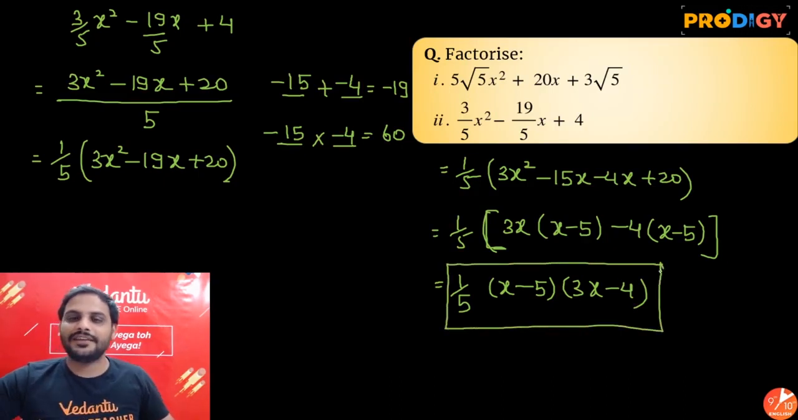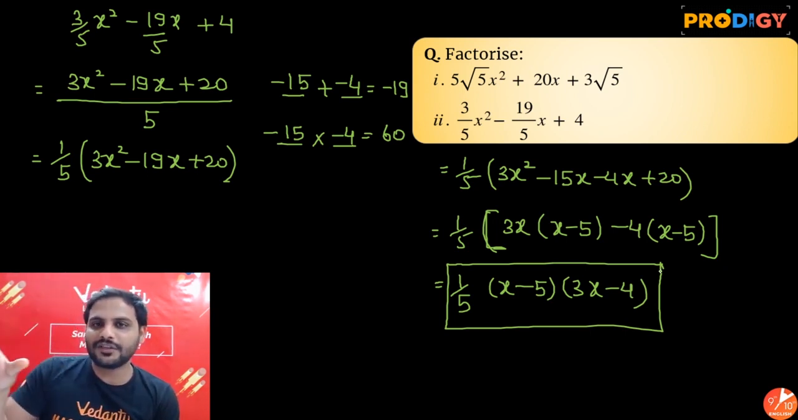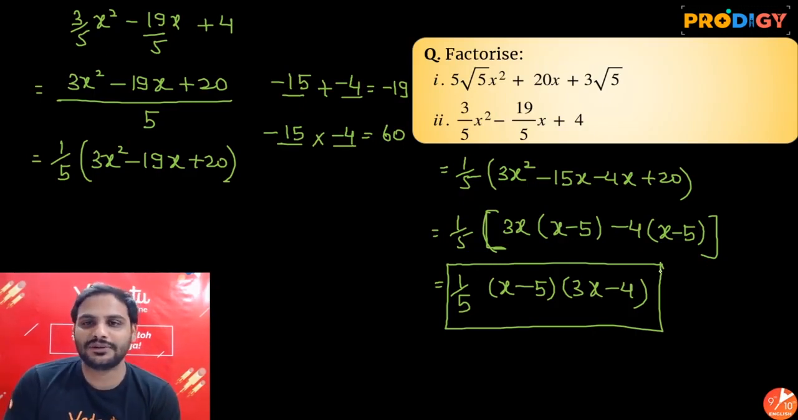Yes or no? Many will get confused. Sir, fractional coefficients are given. So what? If the coefficients are fractional, let's first take the LCM. And whatever is the common denominator, let's take it outside. All the fractions are now whole numbers. Very easily it can be solved.